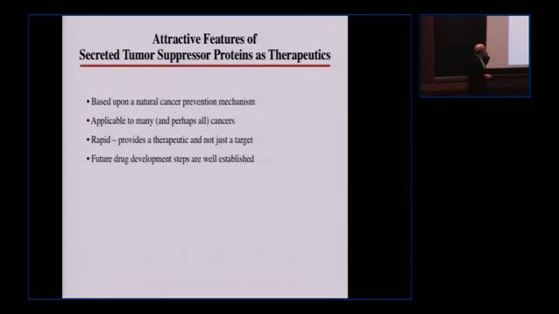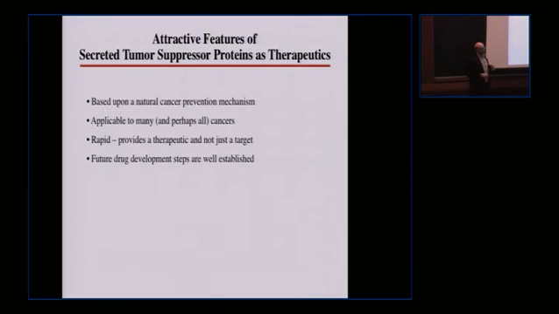So we're excited about this approach. It's based upon a natural cancer prevention mechanism. We're restoring a protein that's been lost in a cancer cell, not introducing an exogenous foreign agent. We think it's applicable to many cancers. We're going to find secreted tumor suppressor genes.